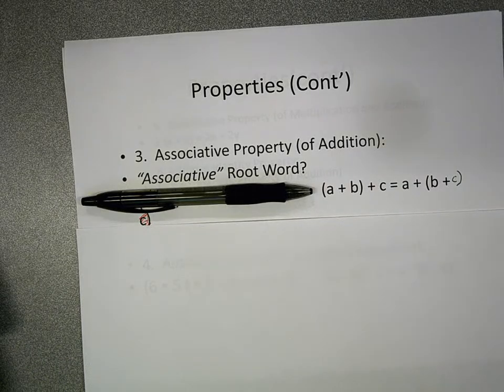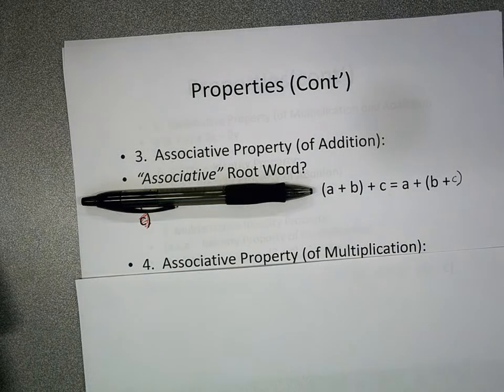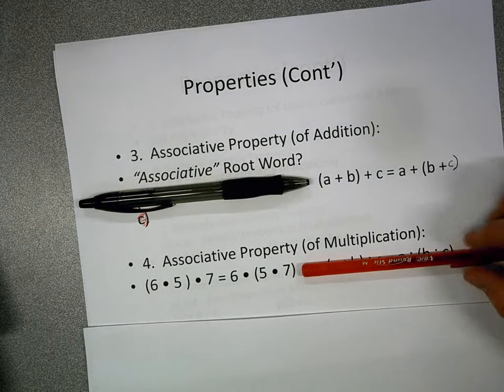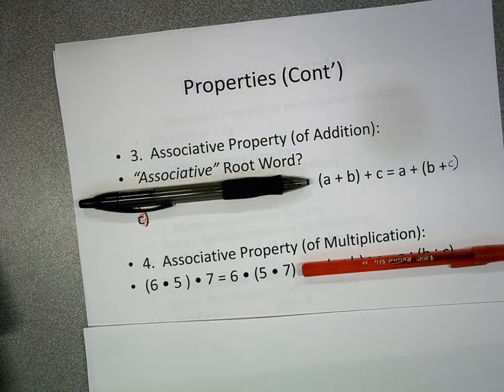Okay, next is the associative property of multiplication. Everyone? All right, so go ahead and write that down right there. 6 times 5 times 7 equals 6 times 5 times 7. You guys probably see a little bit of a pattern going there. Parentheses around the 6 with the 5, or parentheses around the 5 and the 7.